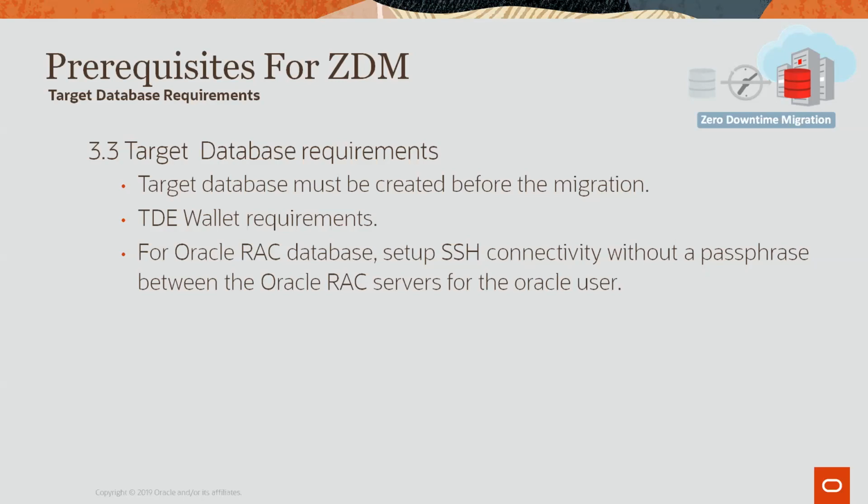Ensure adequate storage is provisioned and available on the target database servers. Depending upon storage type, it could be either an ASM disk group or an ACFS file system. TDE Wallet requirements are the same as for the source database. When you create a database from the Oracle Cloud Console, a wallet gets created automatically for database versions 11g R2 and later, which means that no TDE action is required on target database. For Oracle RAC database, set up SSH connectivity without a passphrase between the Oracle RAC servers for the Oracle user.